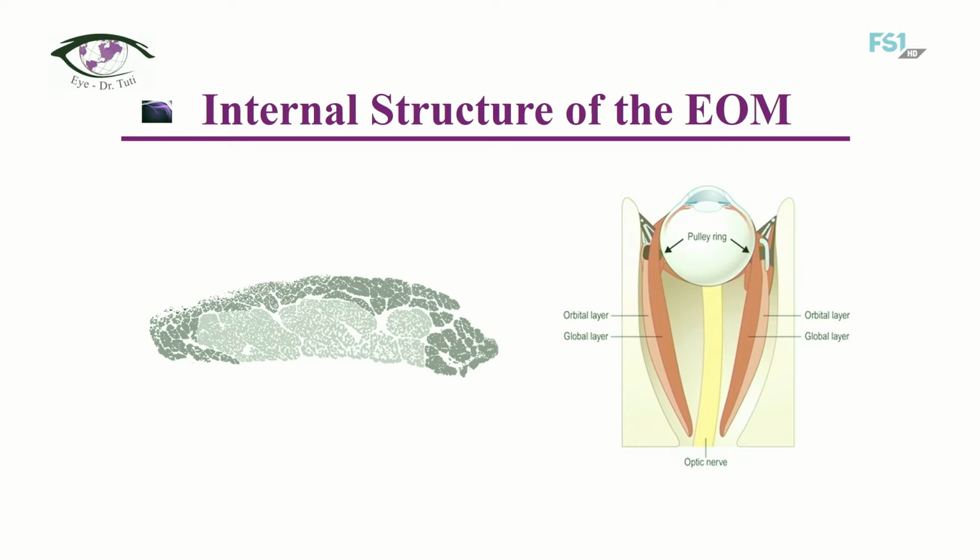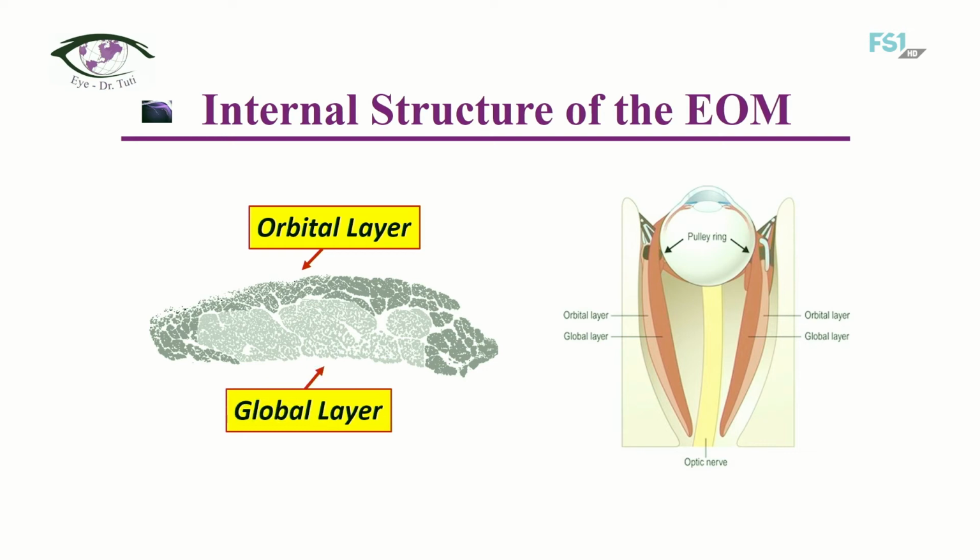So, internal structure of the extraocular muscles. The ocular rotary extraocular muscles, although not the levator palpebrae superioris, consist of two distinct layers, orbital layer and global layer. The orbital fibers insert into the pulleys of the horizontal recti, and the global fibers insert into sclera.